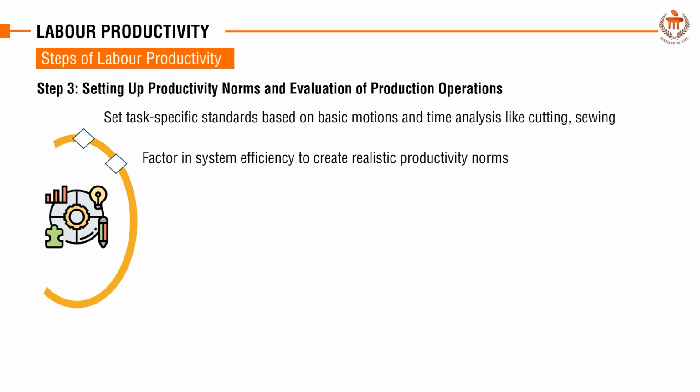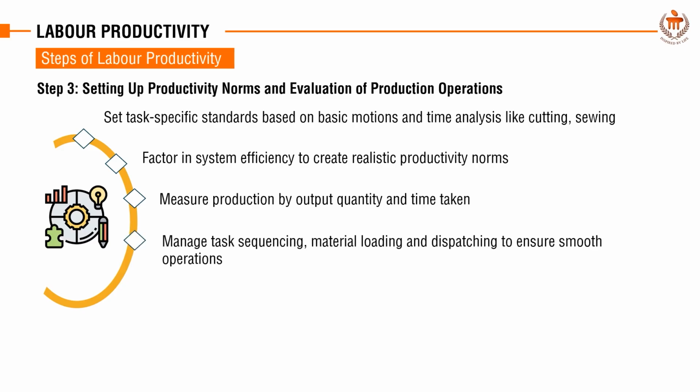Additionally, system efficiency plays a significant role in fixing productivity norms. For instance, if a particular production line operates at 80% efficiency, this factor must be incorporated into the productivity standards to provide a more accurate reflection of actual performance. Production operations are then conducted and measured in terms of quantities produced and the time required for completion, allowing for a comprehensive understanding of the workflow.